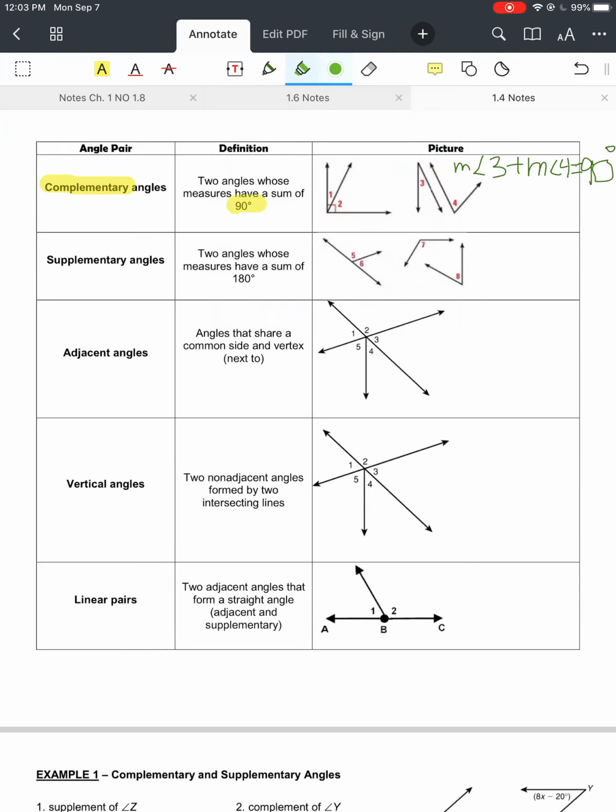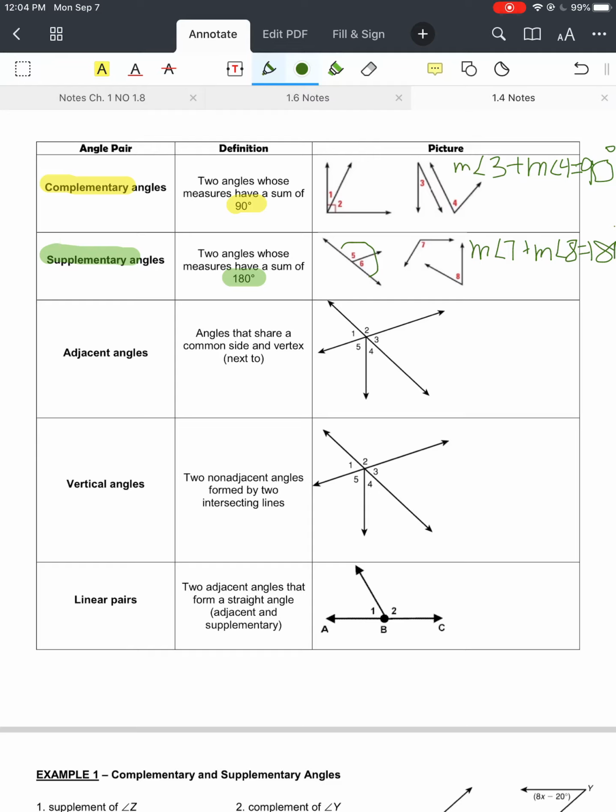Supplementary angles are two angles that add to 180. So complementary is 90, supplementary is 180. Remember, 180 is a straight line. So in my example, angle 5 and angle 6 form a 180 degree angle, or a straight angle. That's one way for angles to be supplementary. Or again, they can be any two angles that don't need to be next to each other. Like here, the measure of angle 7 plus the measure of angle 8 is 180 degrees.